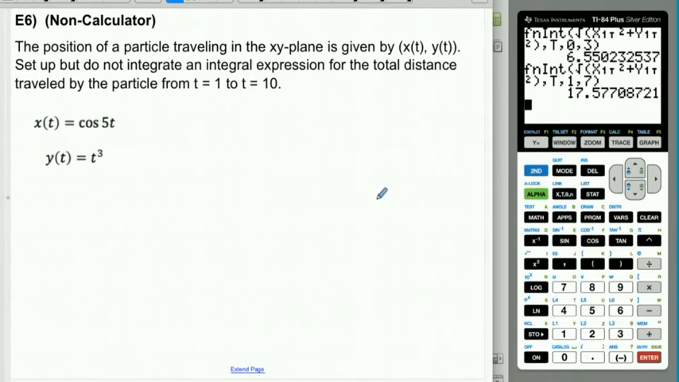Okay, back to a non-calculator. So the position of a particle traveling in the xy plane is given by x of t and y of t. Set up but do not integrate. So this is a classic example of something where they just want to see that you understand it. An integral expression for the total distance.